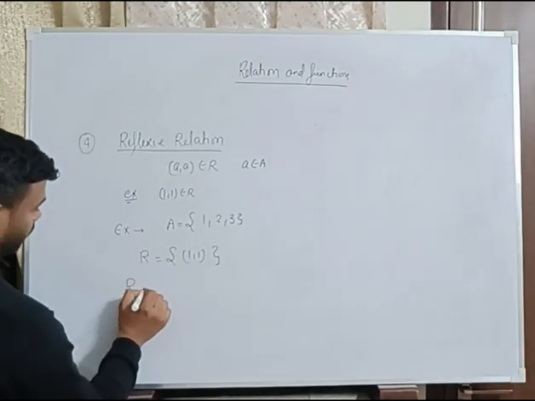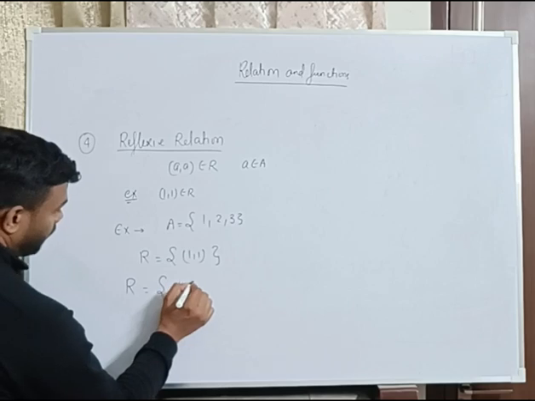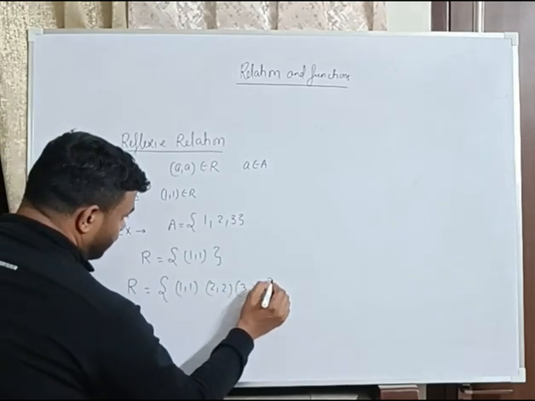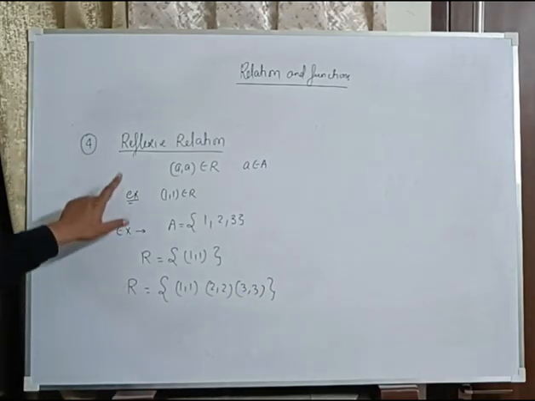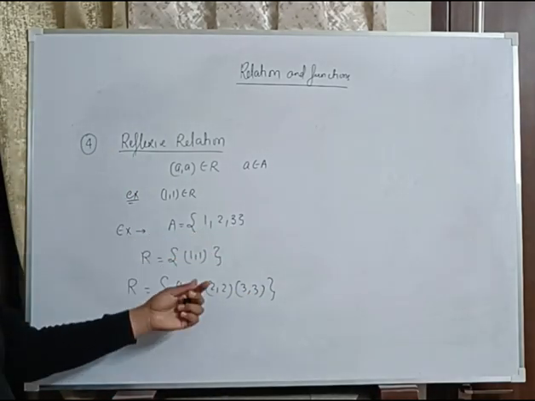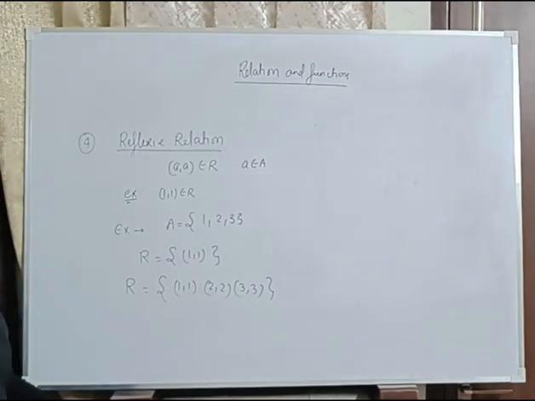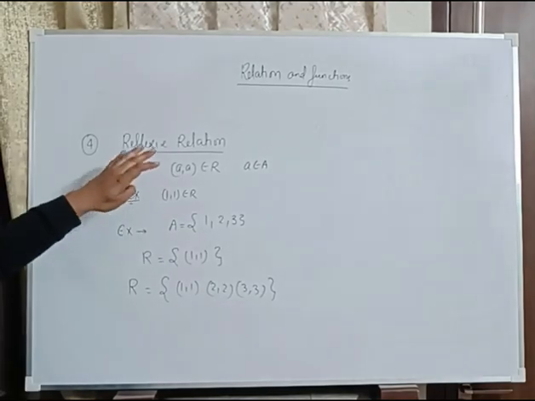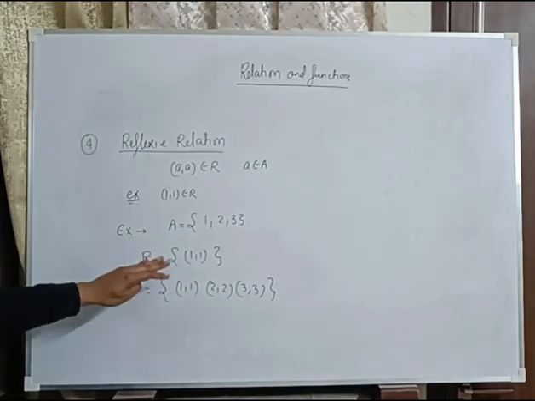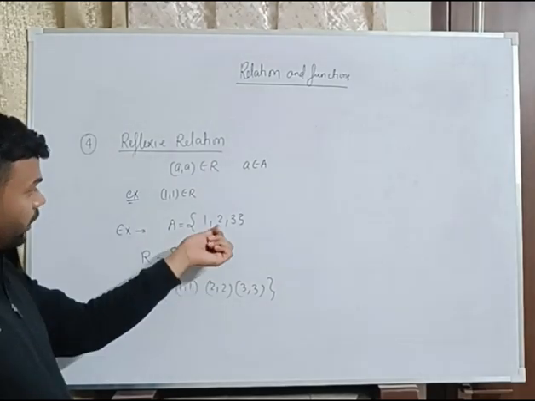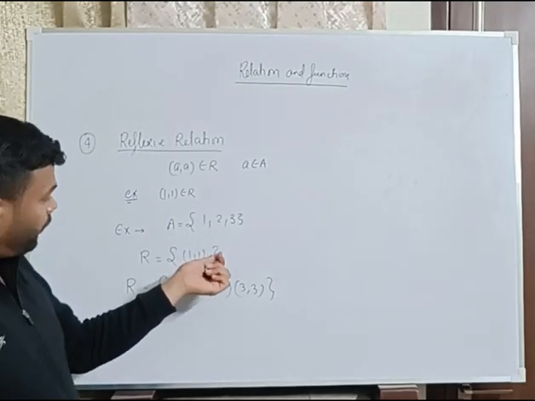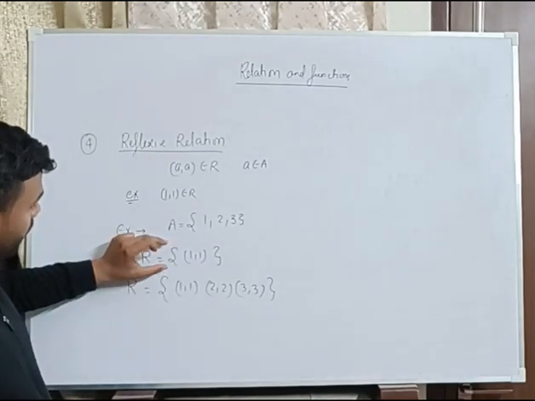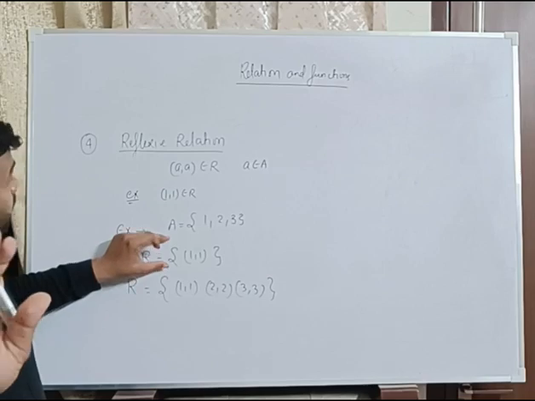Let me give you an example: 1 comma 1, 2 comma 2, and 3 comma 3. Now this is a reflexive relation because all the elements in the set are related to themselves. If even one element is missing, then it would not be a reflexive relation. Like this, if 2 comma 2 and 3 comma 3 are both missing, then it is not a reflexive relation.